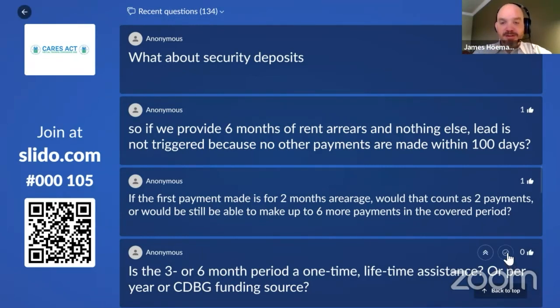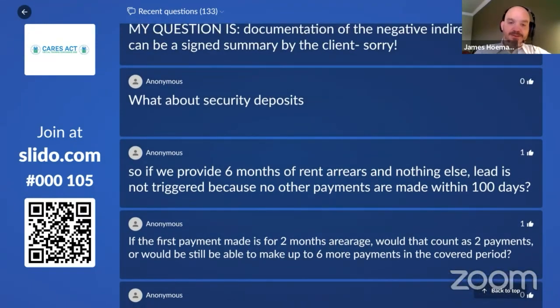If the first payment made is for 2 months arrearages, would that count as 2 payments? Will they still be able to make up to 6 more payments in the covered period? If you're going to cover 2 months of arrearages, you would pay that in the first payment, which means you're paying the current month plus 2 months of arrearages. That's all in that first payment. That also means that the clock started with the first payment, which means there are 5 more payments that you may be able to make for that individual or family during that period, because that's when their covered period started. So it's not two payments. You're just making one payment that covers the 2 months of arrearages plus the current month. And then you still have your 5 more that you have to assess need for.